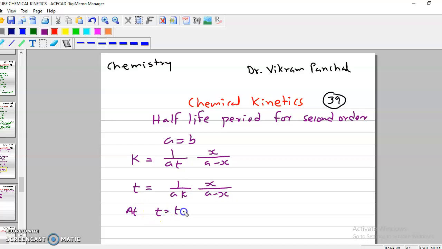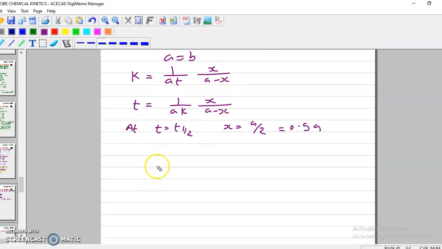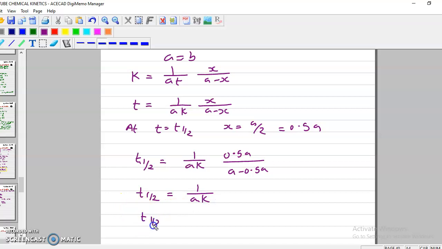at t is equal to t half, that is 50% of the reaction is over, x will be a by 2, that is 0.5a. Substitute these values and we will get t half is equal to 1 upon ak times 0.5a upon a minus 0.5a. So t half is equal to 1 upon ak, or we can say t half is inversely proportional to a. This relation is also obtained when A is equal to B.